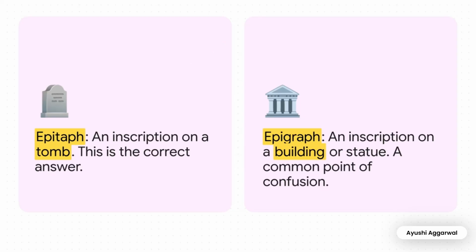The correct answer here is B, epitaph. An epitaph is specifically an inscription on a tombstone. Now, a very common point of confusion is the word epigraph. They sound similar, but an epigraph is an inscription on something like a building or a statue. Knowing that tiny little difference is exactly what these vocabulary questions are designed to test.